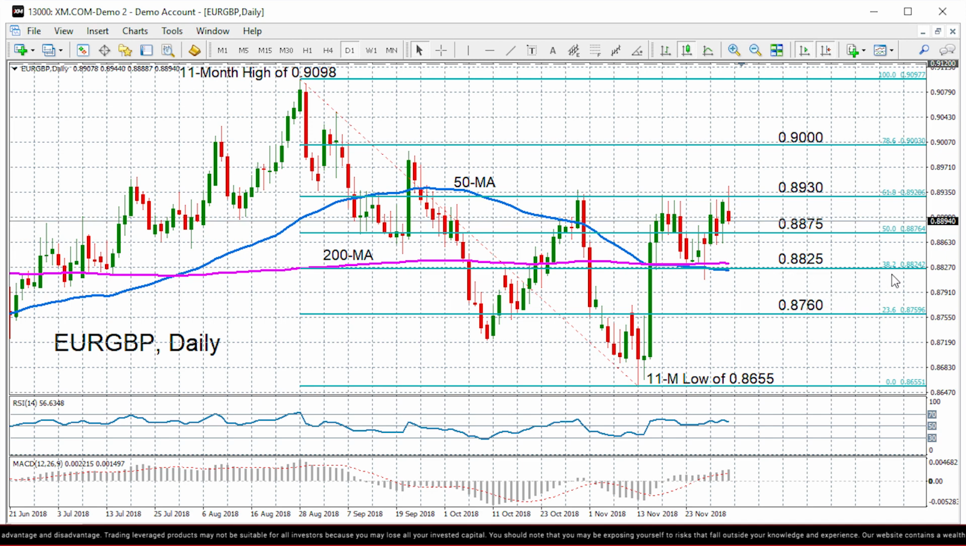That's the 38.2% Fibonacci, and it's also where the 50 and 200-day moving averages are currently converging. Dropping below that level, we could see the downside pressures increasing, and then the Euro Pound could head back towards that 11-month low of 0.8655 that we saw earlier this month.